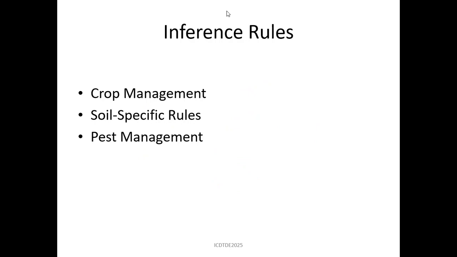So, inference rules. The inference rules form the backbone of automated recommendations. For example, certain fertilizers are recommended depending on whether the crop is in the germination or maturation stage. Soil-specific rules also adjust recommendations based on nutrient levels. Pest management rules provide targeted pesticide suggestions based on the disease detected in each crop. These rules combine expert knowledge with semantic reasoning.